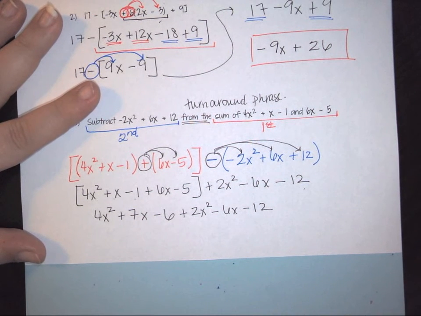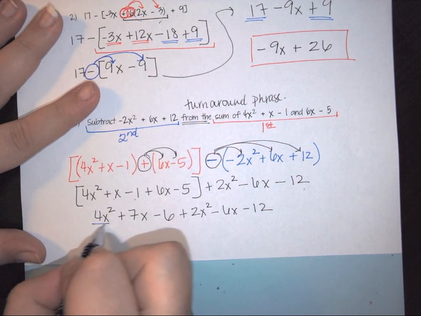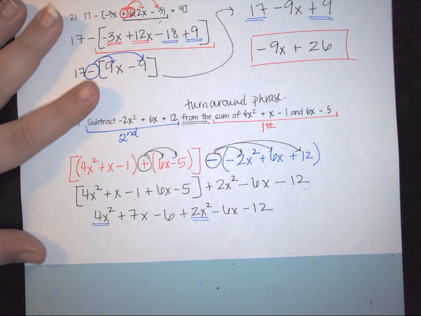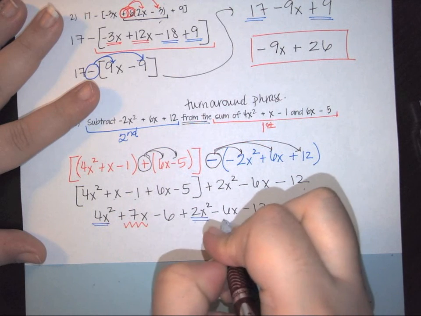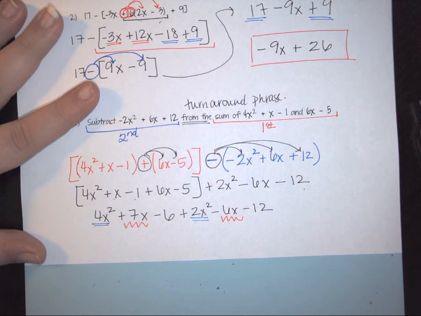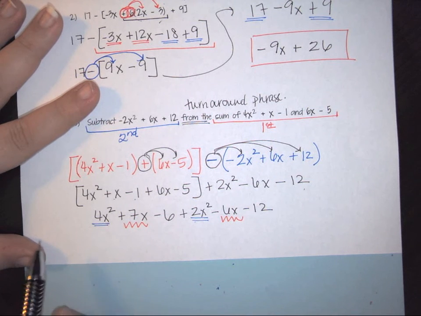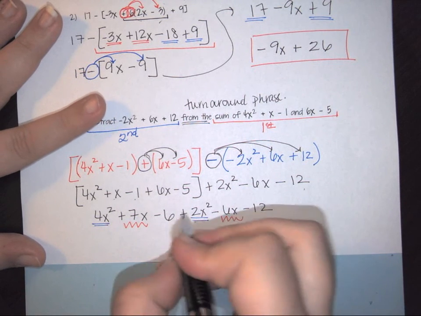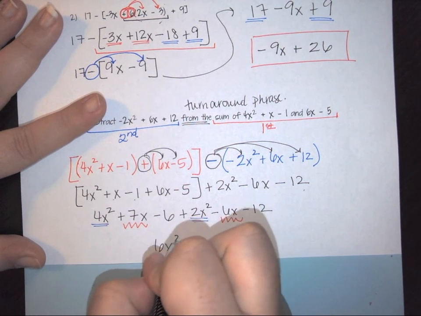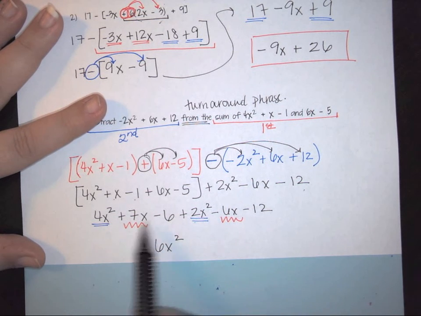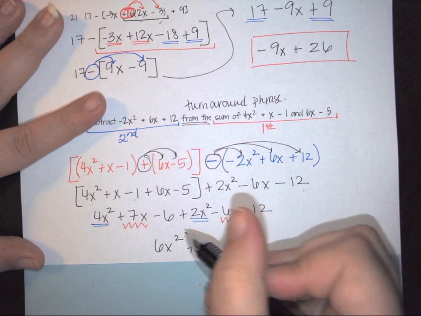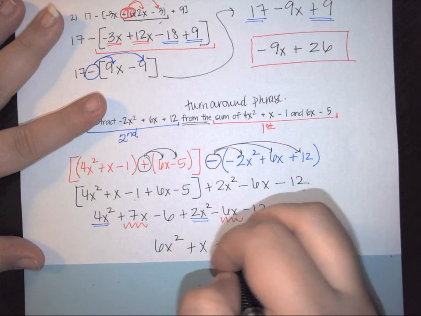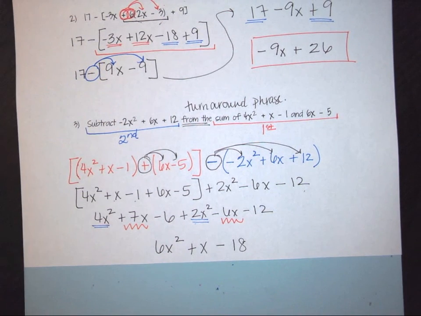Again, I got to combine my terms. So notice I have 4x squared here. I then have my x terms here. And then I have my leftover constants. So here I've got 4x squared plus 2 gives me a 6x squared. I have a 7x minus 6 leaves me with just 1. And then negative 6 minus 12 is a negative 18. So there you have it.